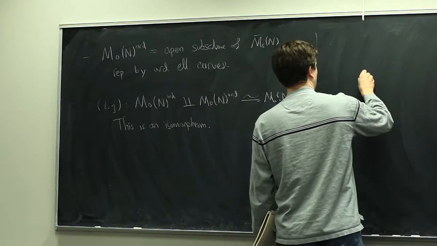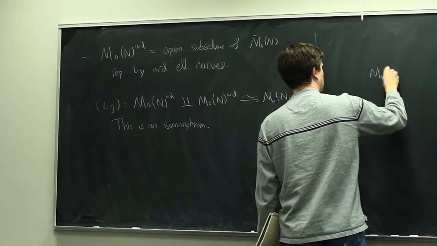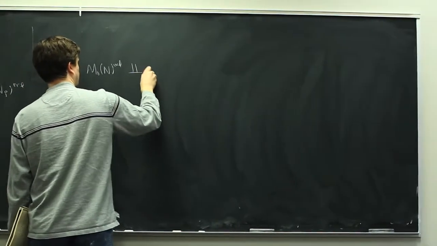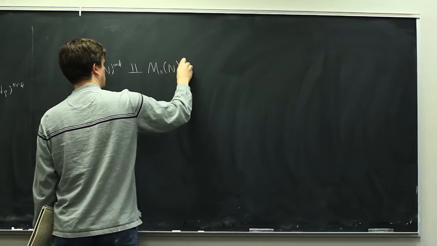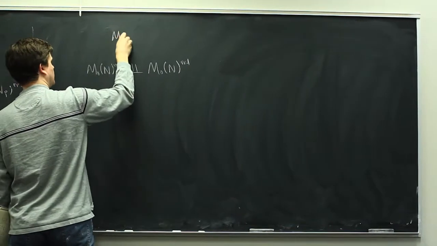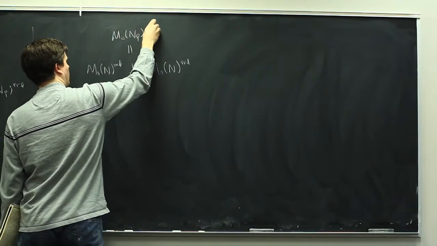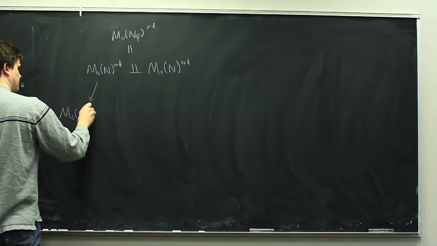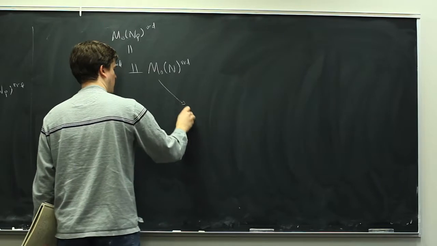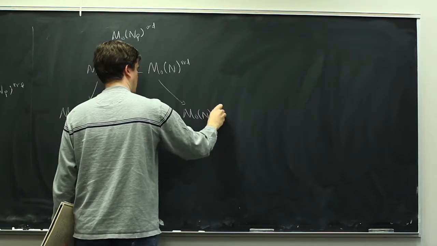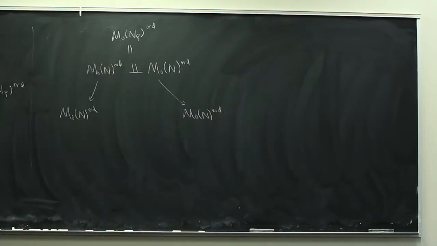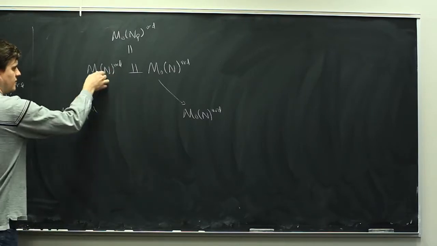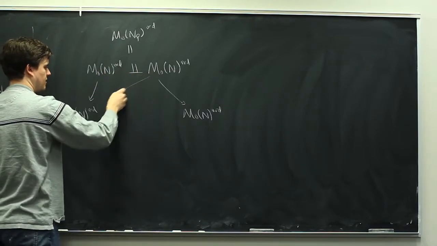So this thing here is M0NP ord. This is supposed to map down to M0N and M0N. So to give a map like this, I have to give a map from each component down. So let me draw the arrows like this.